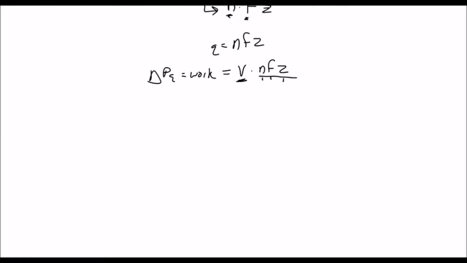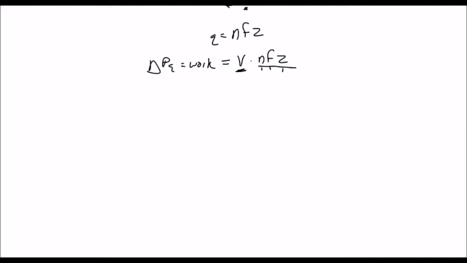Now here's the point of all this. We have this really fancy equation called the Nernst Equation, and basically what it's saying is whenever these are at equilibrium, the work being done by both are at equilibrium. So I can say that the voltage times NFZ is equal to nRT times the natural log of the concentration in one area divided by the concentration in a second area.